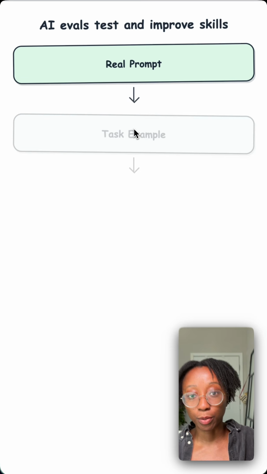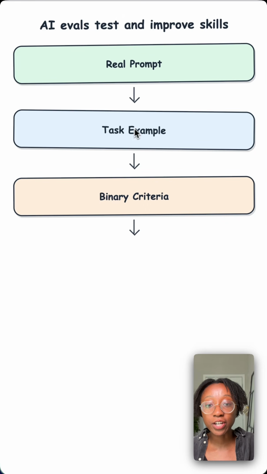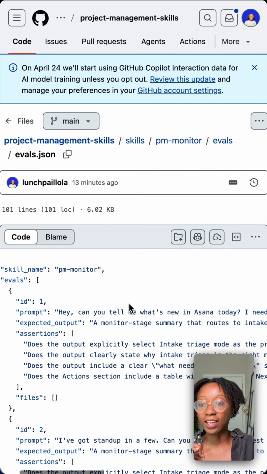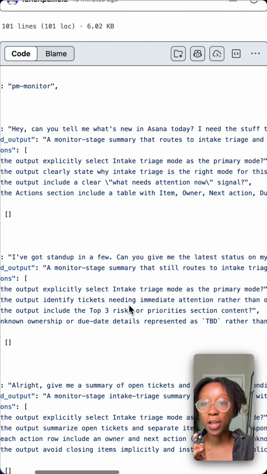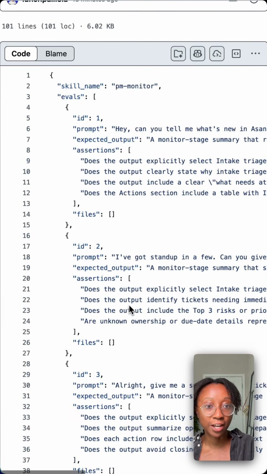The basic way to describe it is an eval is a test for an AI task. So you give the AI a real prompt, which is basically a task example, and check it against clear criteria. In terms of what makes a good eval, you want a real user task. For some of the PailFlow project management skills, I've got an example eval like, hey, can you tell me what's new in Asana today? I need the stuff that actually needs attention first.